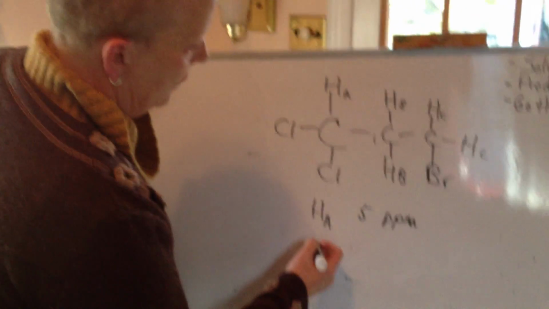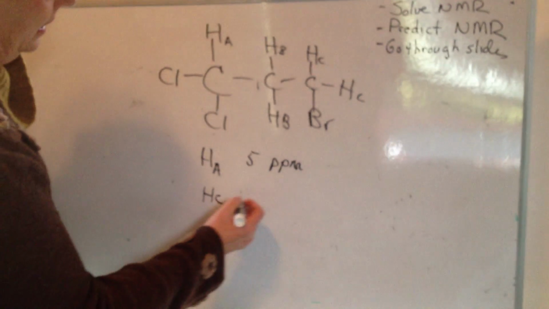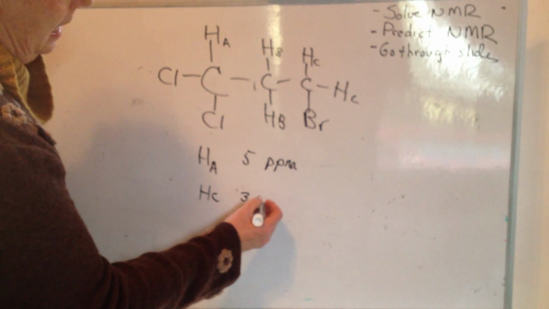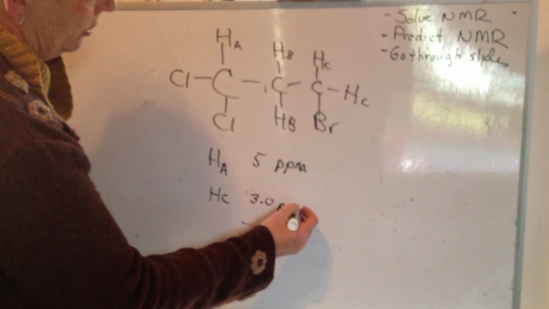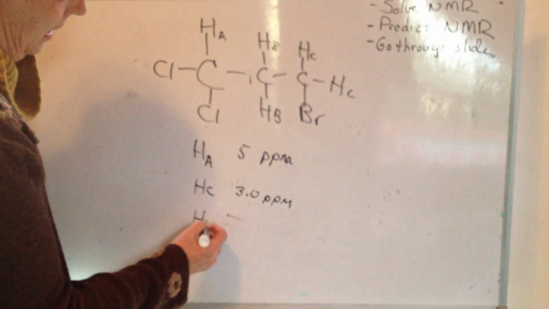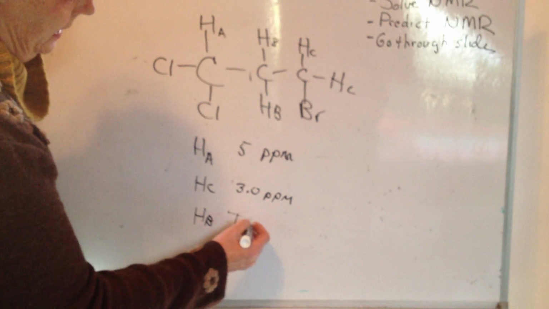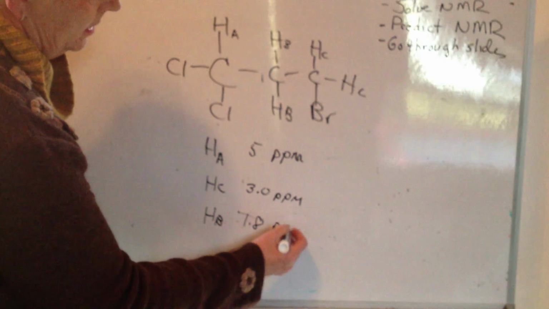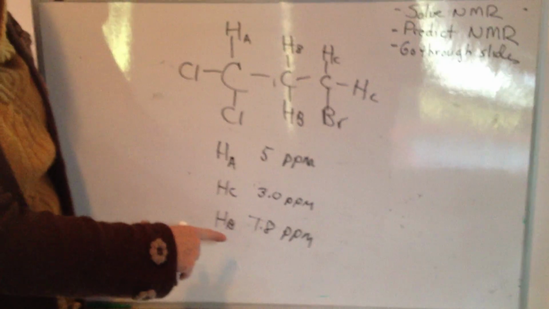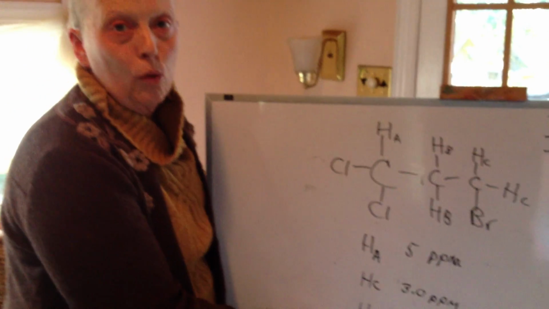Okay, HC would be at the next position, and HC would be at about 3 or a little higher ppm. And again, you could look this up on a table. HB would probably be around, I would say, 1.8 to 2 parts per million. All right, and I'm basing this, but you wouldn't necessarily be able to come up with the numbers, but you should be able to come up with the order.